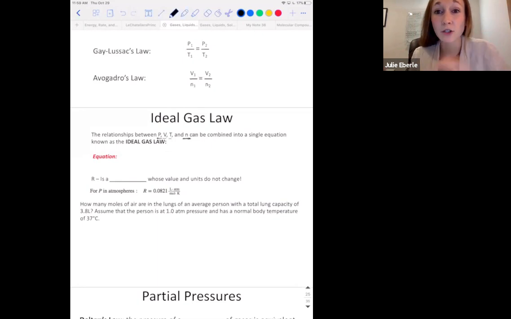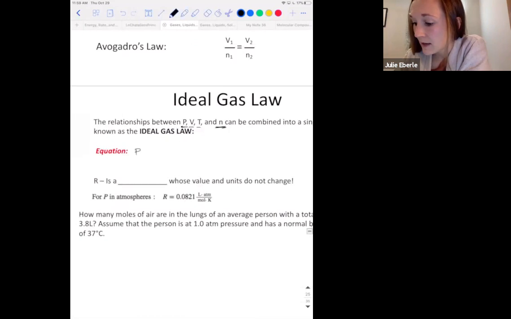So the ideal gas law is just combining everything. Okay, so it's even a little more comprehensive than the combined gas law. And here's the equation. PV equals nRT. PV equals nRT. That is the ideal gas law.